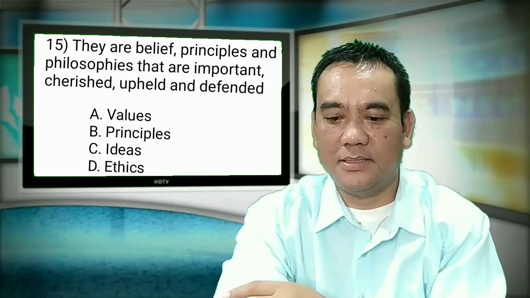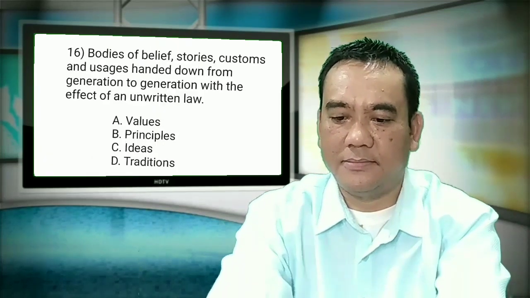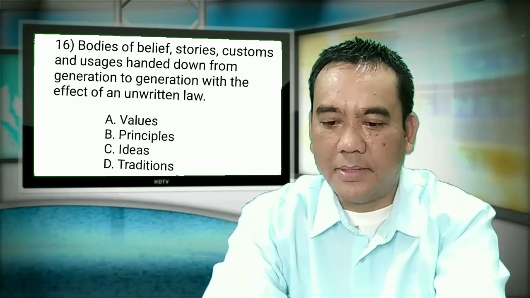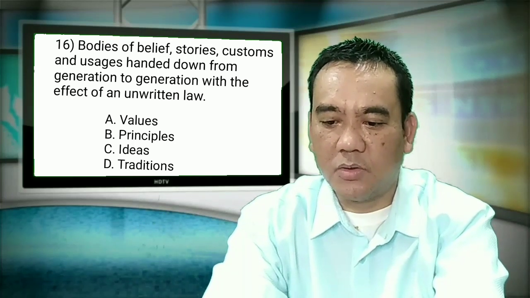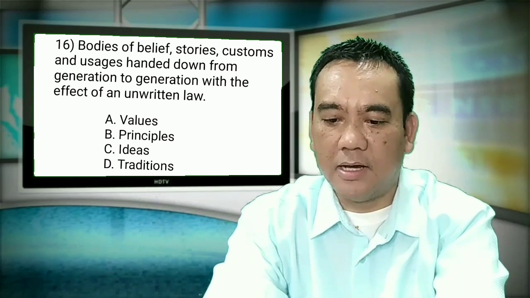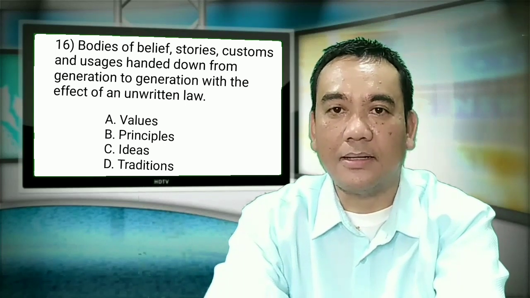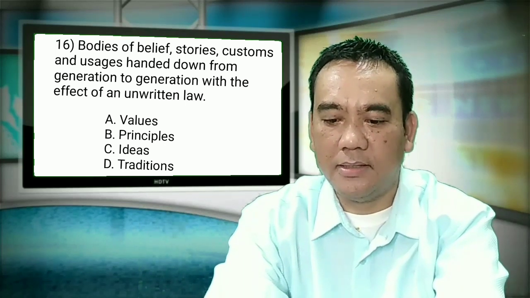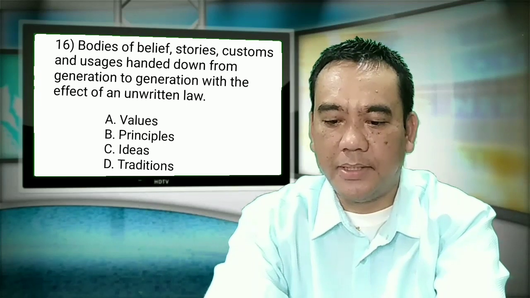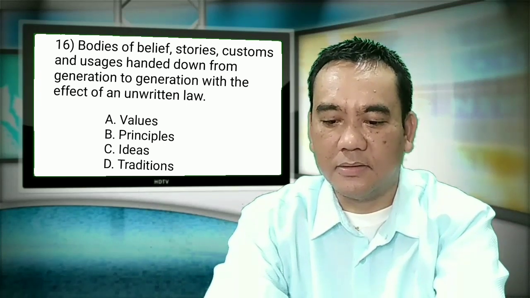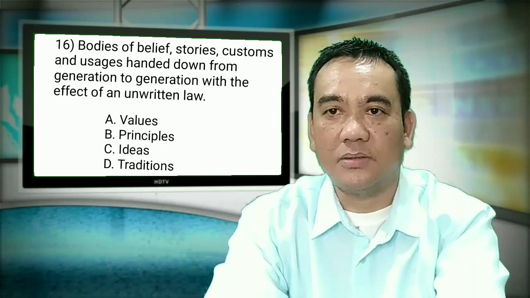Number 16. Bodies of belief, stories, customs, and usage handed down from generation to generation with the effect of an unwritten law. A. Values. B. Principle. C. Ideas. Or D. Traditions.